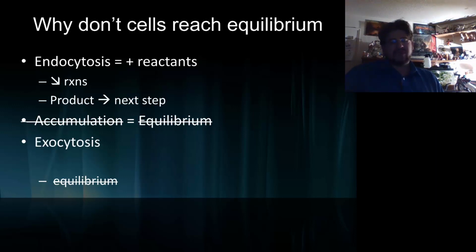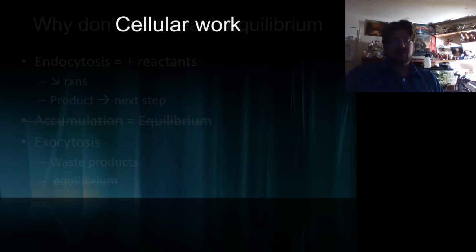So, we prevent equilibrium. Exocytosis is the other way. By getting rid of our stable waste products, we prevent equilibrium. Cells try not to die. That is your take-home message right there.